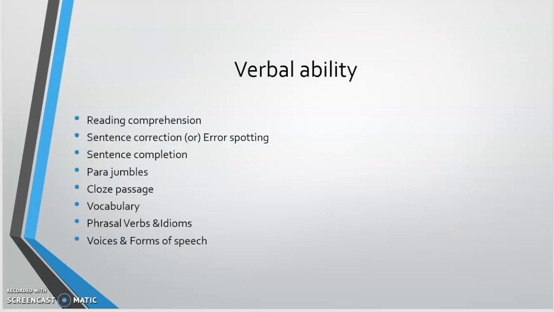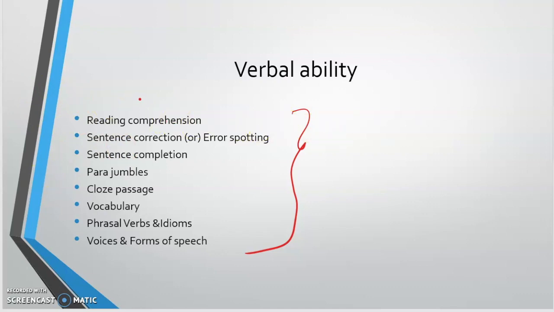Let us get into verbal ability. What are the topics that are very important? The pattern of preparation is supposed to be like this. First, concentrate on the topics I am showing here: reading comprehension, sentence correction and error spotting. The topics covered in sentence correction are subject-verb agreement, pronoun agreement, parallelism, prepositions, articles, tenses, modifiers, etc. Followed by sentence completion, paragraphs, cloze passage, vocabulary, phrasal verbs and idioms, and voices and forms of speech.